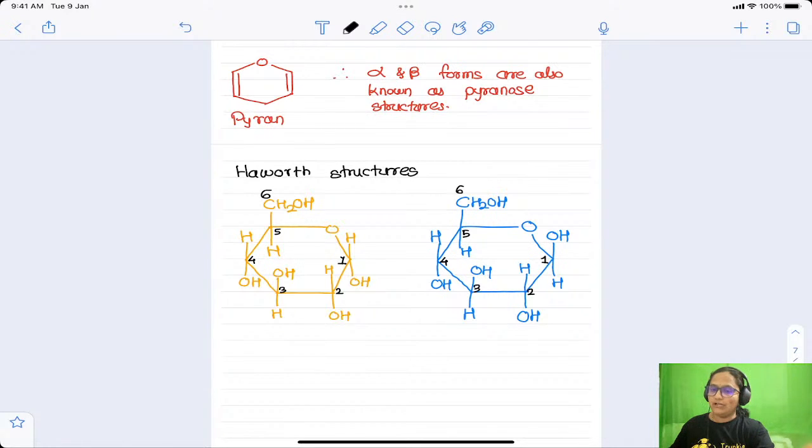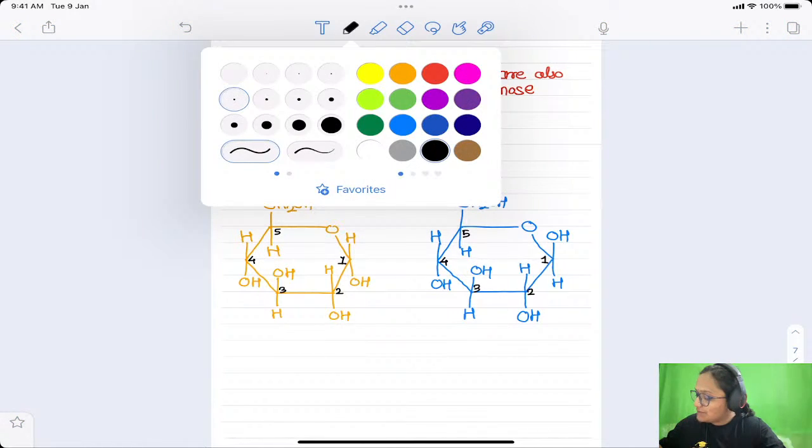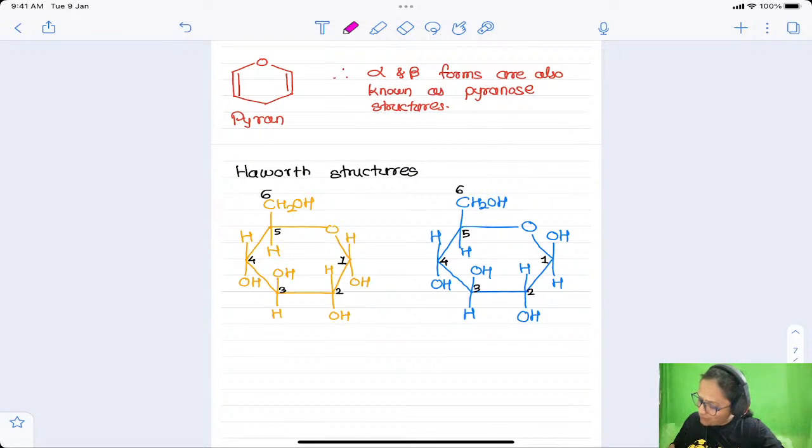Now finally, after drawing the Haworth structure, I am going to show you how to write down the names of these two compounds. Let me first of all write down for this one, the alpha structure. First of all, it should always start with alpha. Then a small hyphen, then write down capital D. Capital D stands for carbon number 4.